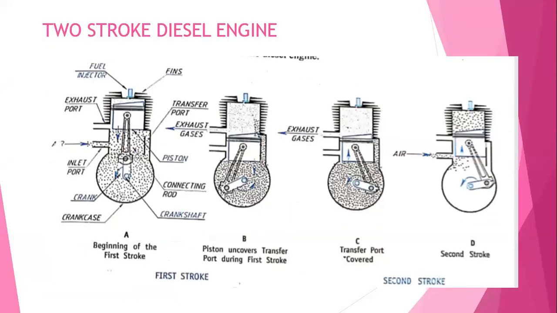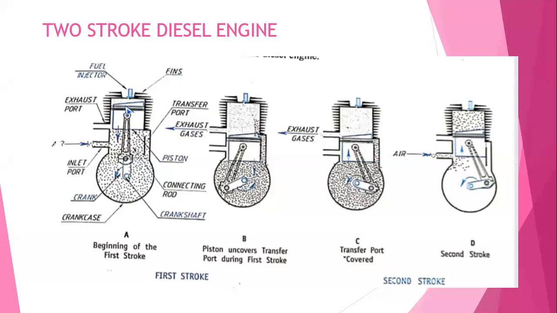Explain with neat sketches. Two-stroke diesel engine. I repeat, explain with neat sketches, two-stroke diesel engine. All of you observe here.